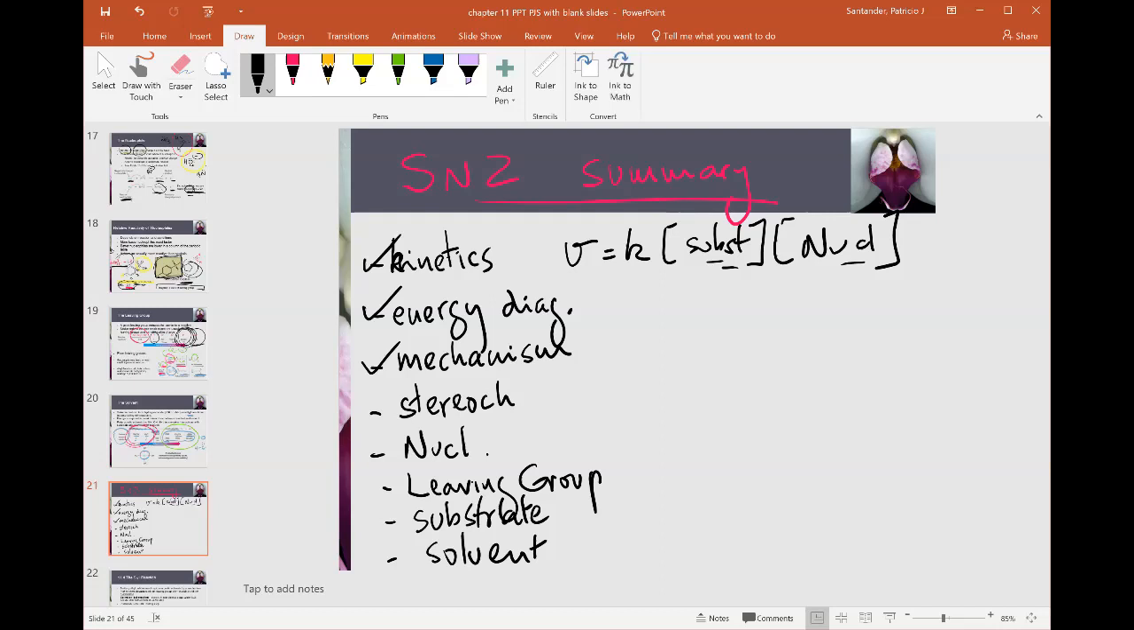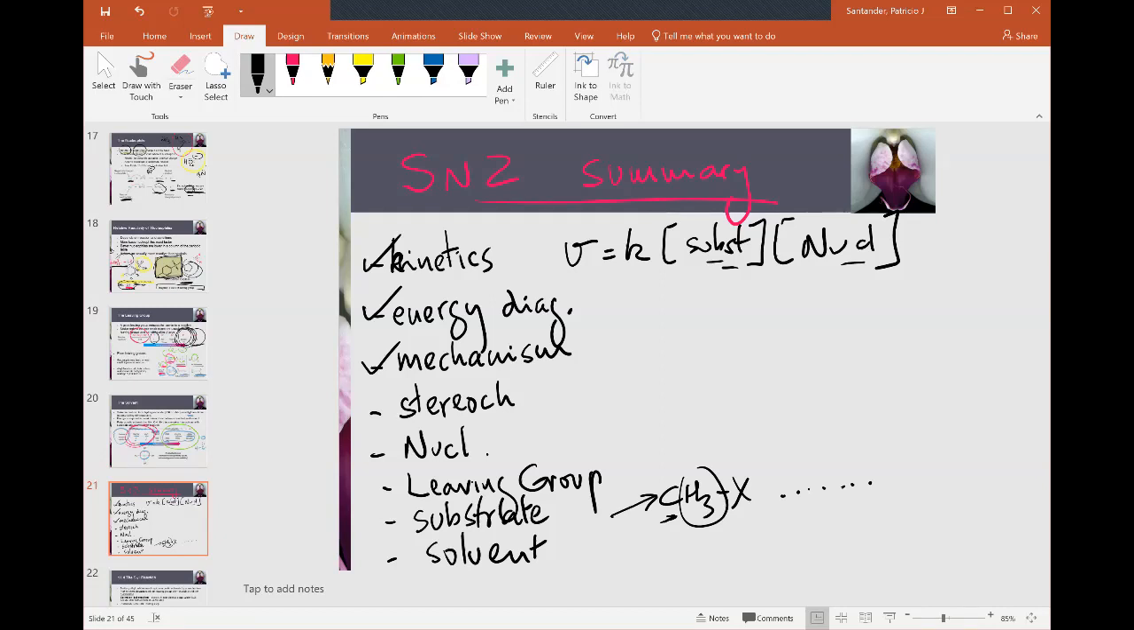How about the substrate? Well, you may have different types of substrate. You may have a methyl halide, or you can have a secondary or tertiary. So we prefer alkyl halides with small groups attached to the carbon, because in that way the approach from the backside will be easier.